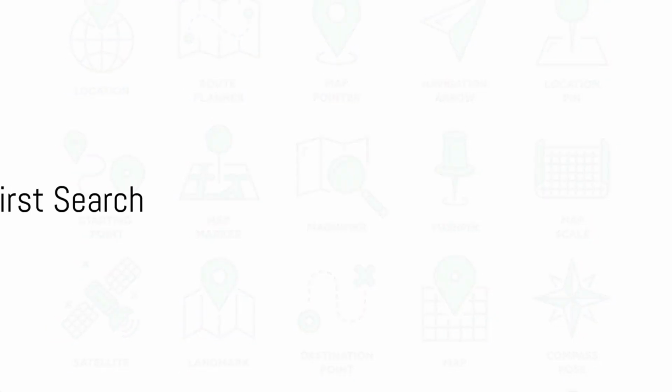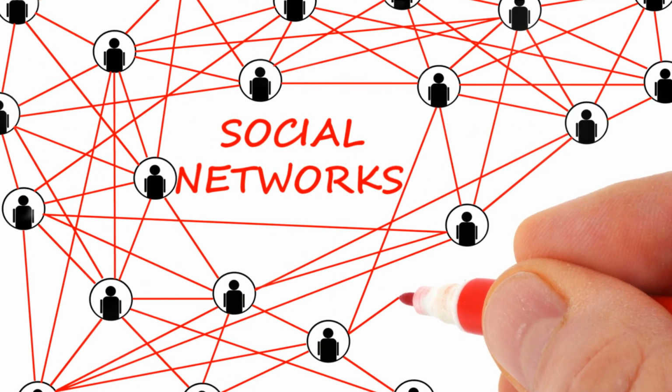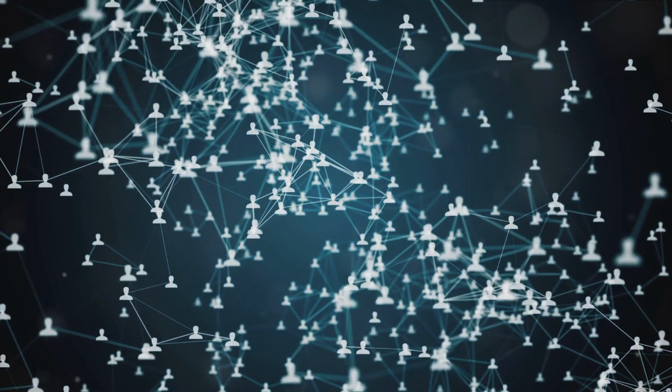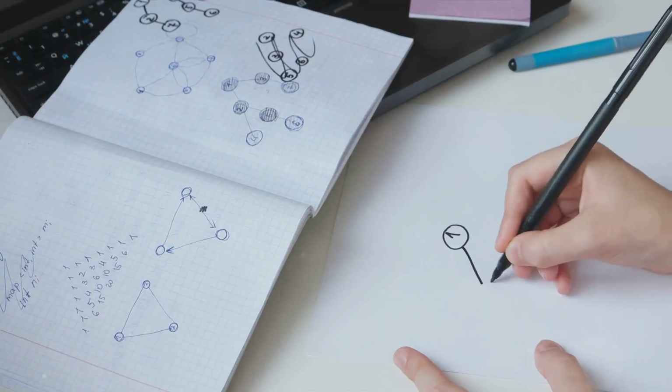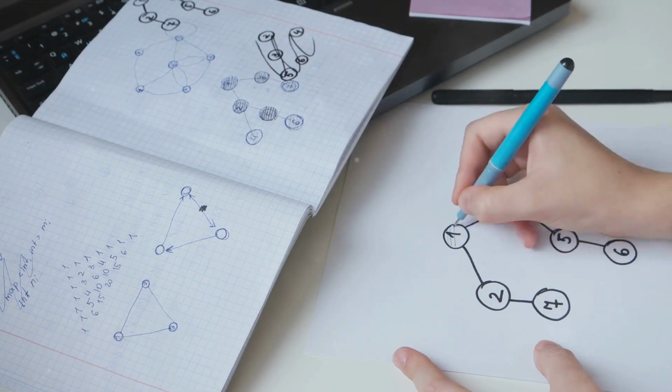Have you ever thought about how your GPS suggests the shortest route to your destination, or how social networking platforms find connections between different people? It's all thanks to a simple yet powerful algorithm known as breadth first search, or BFS.